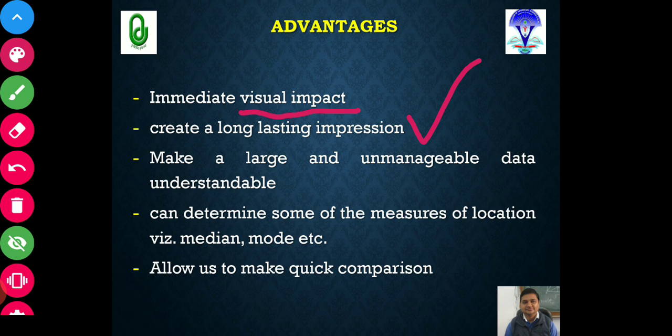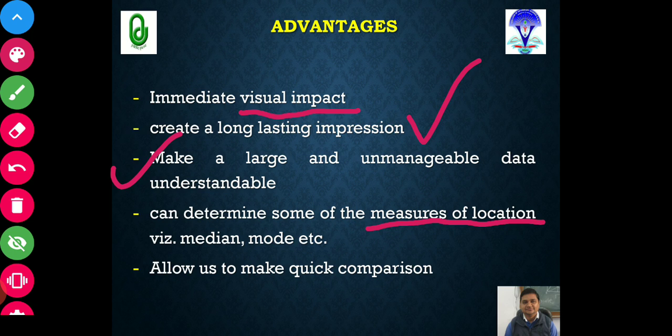Then, they make large and unmanageable data understandable. This is the very basic feature of graphs and diagrams. A very large data set you can easily understand. It can determine some of the measures of location. In the coming classes, we will see the various measures of location. These measures of location, for example median and mode, that we will study in coming classes, can be determined with the help of a graph or diagram.